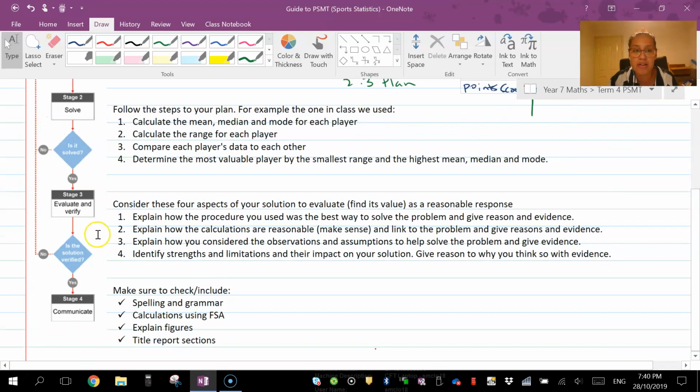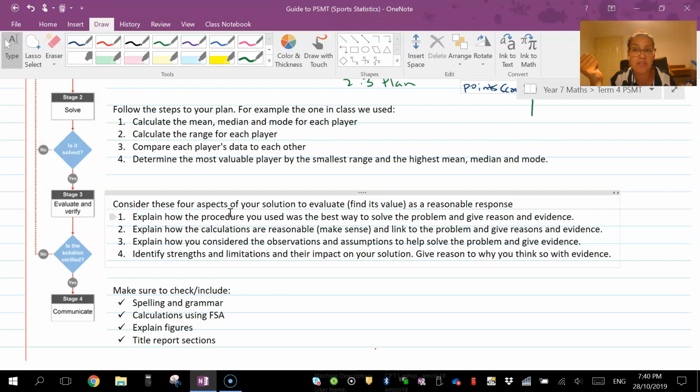And then in your evaluate, consider these 4 aspects. Now, if you make a comment about all of these, then you're doing really well with your evaluation section in terms of how you're being assessed on it. So those 4 aspects. So we're looking at the procedure. So like, how did you solve the problem? Thinking back to your plan. So you might have gone, well, I'm going to do mean, median, mode, then range for each player. That's your process. How the calculations are reasonable. So did you use technology to help you make that? And then you're linking back to your assumption and observations, because without those, generally you can't do the mathematics. So you need to link back and explain that.